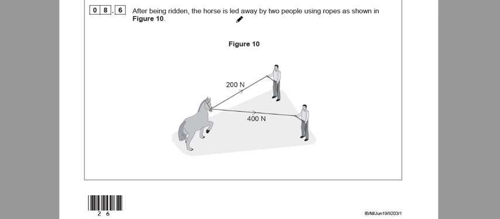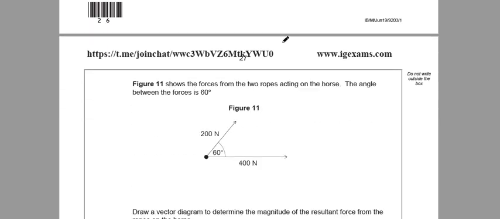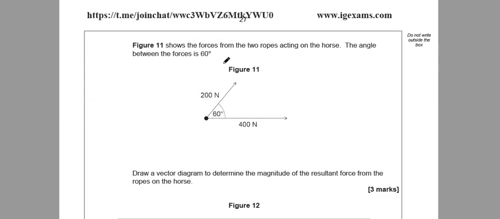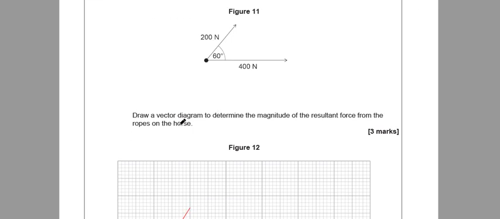After being ridden, the horse is led away by two people using ropes, and the figure shows the forces from the two ropes acting on the horse. The angle between these forces is 60 degrees. Draw a vector diagram to determine the magnitude of the resultant force.